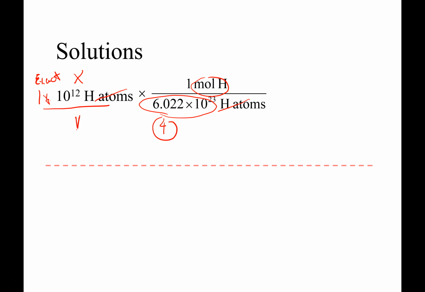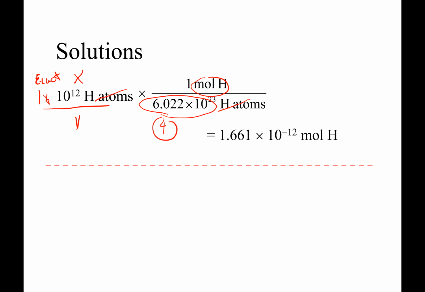And if you're like me, it's fun to put numbers in scientific notation. It's fun to put them in your calculator. You put it in your calculator, round to significant figures, and you get 1.661 times 10 raised to the negative 12th. My units are moles of hydrogen. Final answer: 1.661 times 10 to the minus 12 moles of hydrogen.